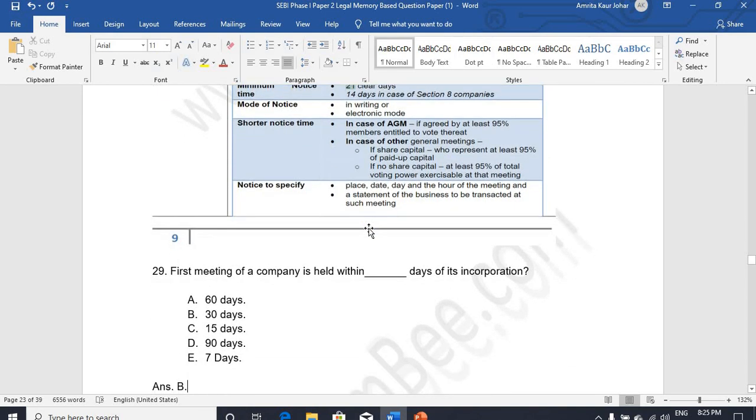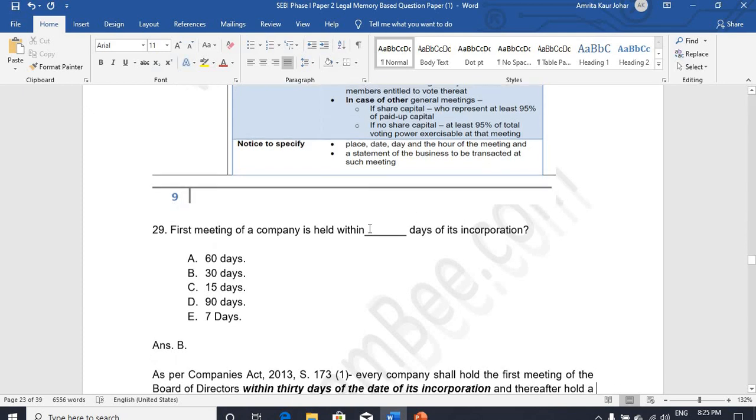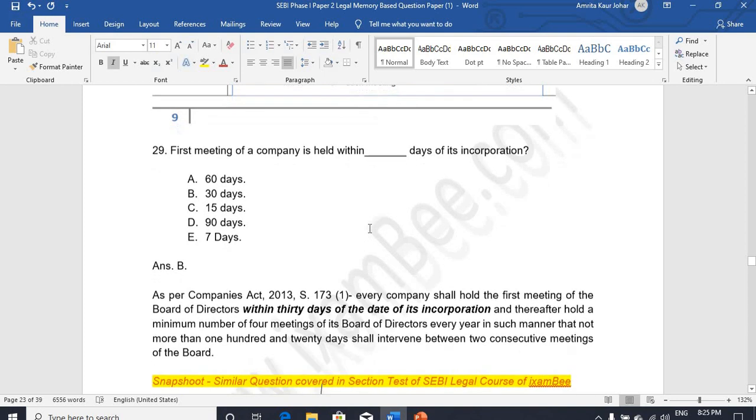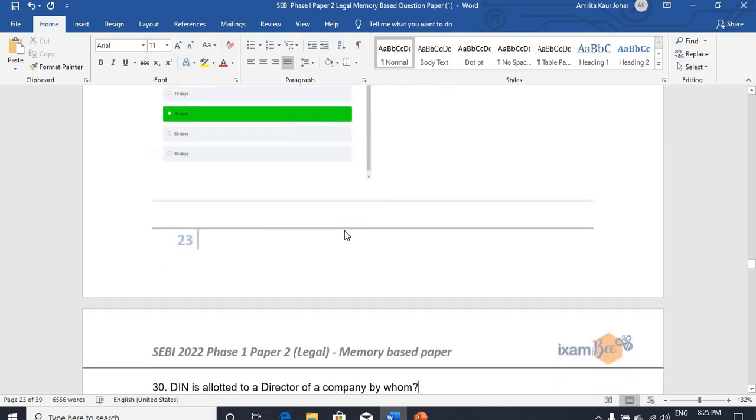First meeting of a company, that is held within how many days of its incorporation? It is held within 30 days of its incorporation, covered under section 173 of the Companies Act. Similar question we had in our ixamBee section test also. Question number 29, that's almost similar question was there, that within 30 days the meeting can be held.